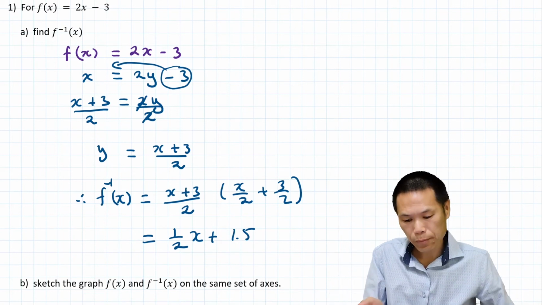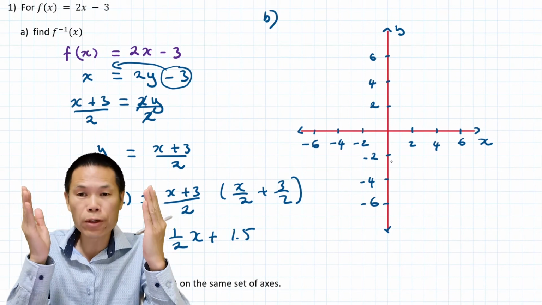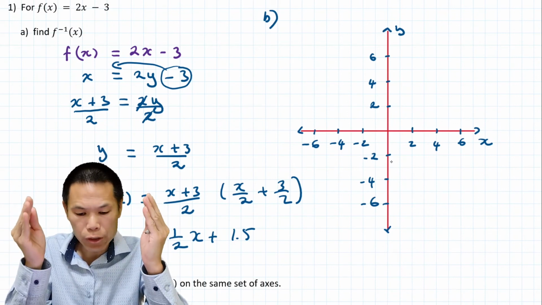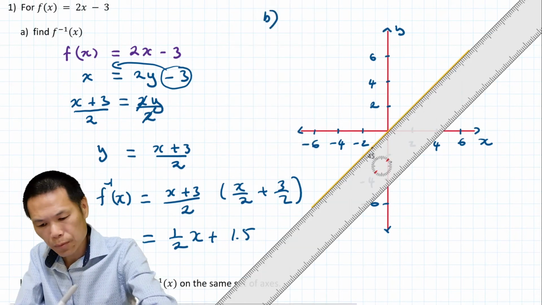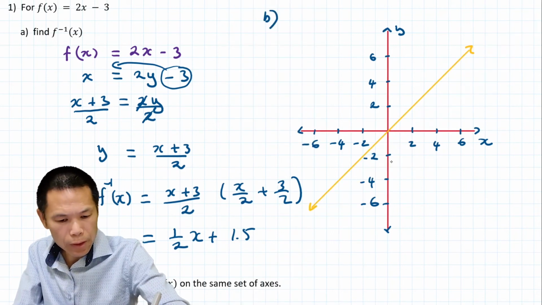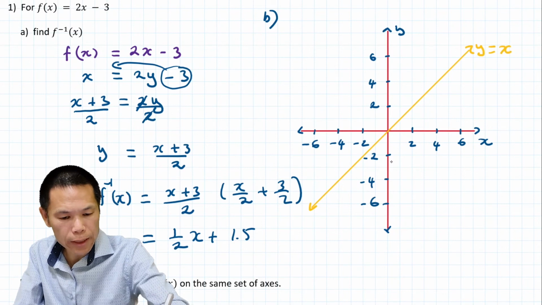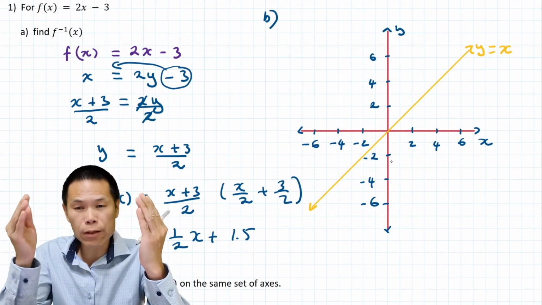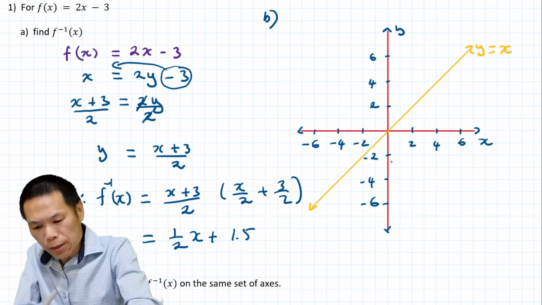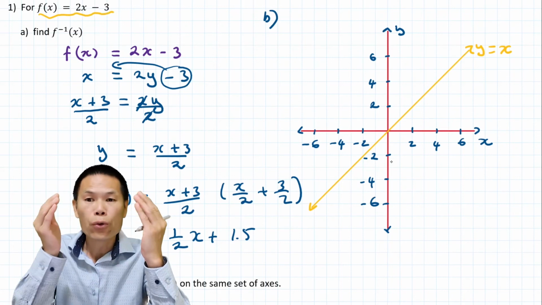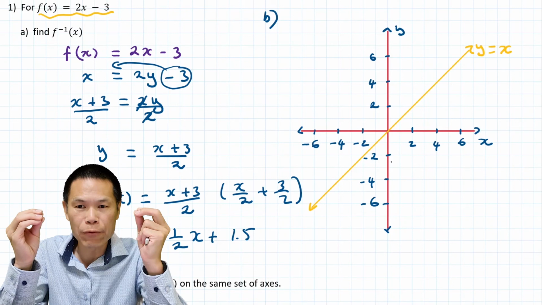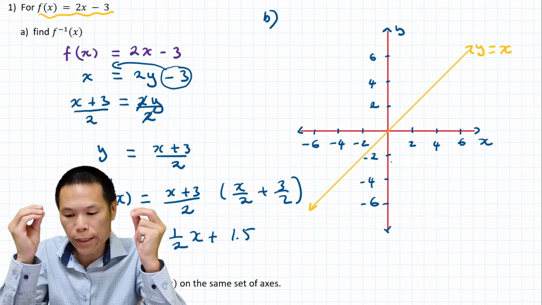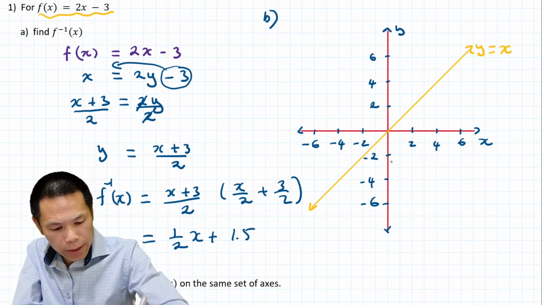Before I sketch the inverse and the function, let me just sketch y equals x first. So this is y is equal to x. Now let's get the function. The function is f of x equals 2x minus 3. So I can sketch it by using the gradient y-intercept form. We know that the y-intercept is -3, which is here.